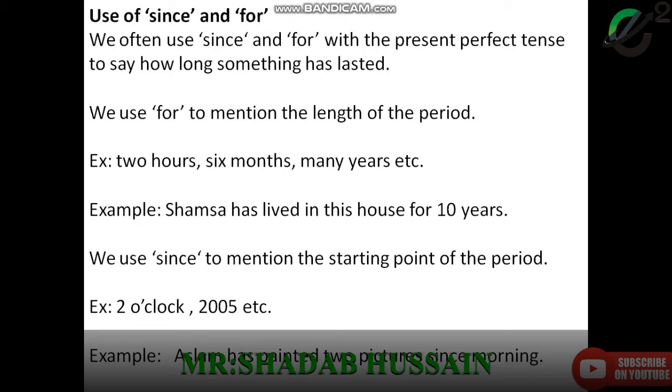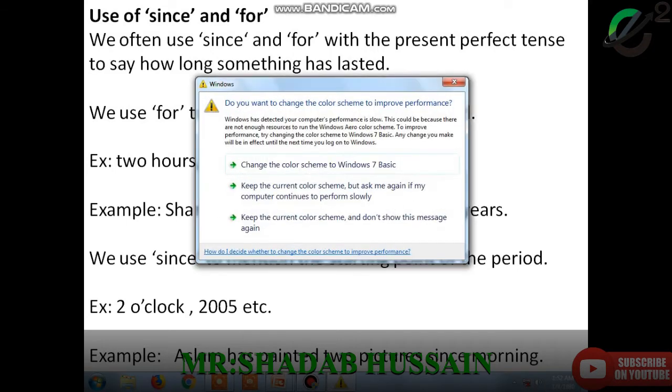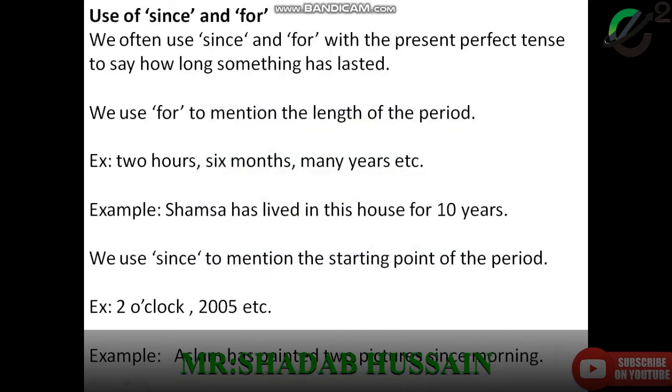So look at the examples: 2 hours, 6 months, many years. And look in the sentence. Shamsa has lived in this house for 10 years. Now, what is for 10 years? For 10 years is the length of the period of time.